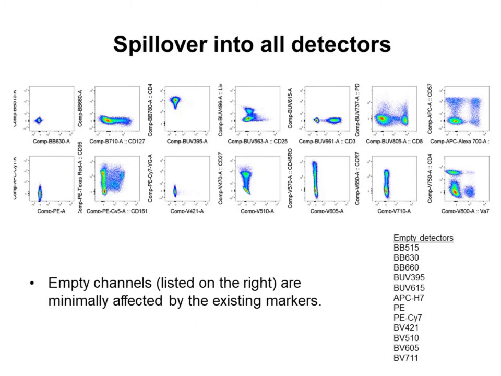Here now I'm showing you the spillover in all the detectors. The empty channels are listed on the right here. They are minimally affected by the existing markers, as you can see in the slide. That's something very important: how your core panel affects your empty channels. Are you going to end up with problems later on? In this case, we took into account which marker goes with which channel, so that the empty channels remain quite easy for you to use.